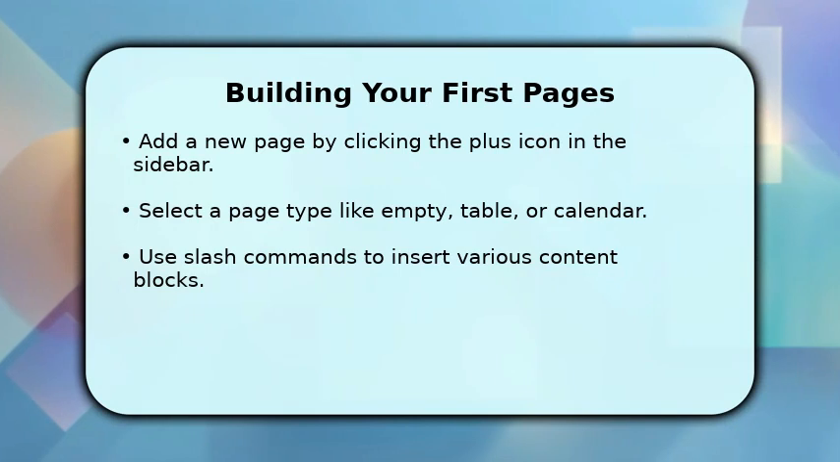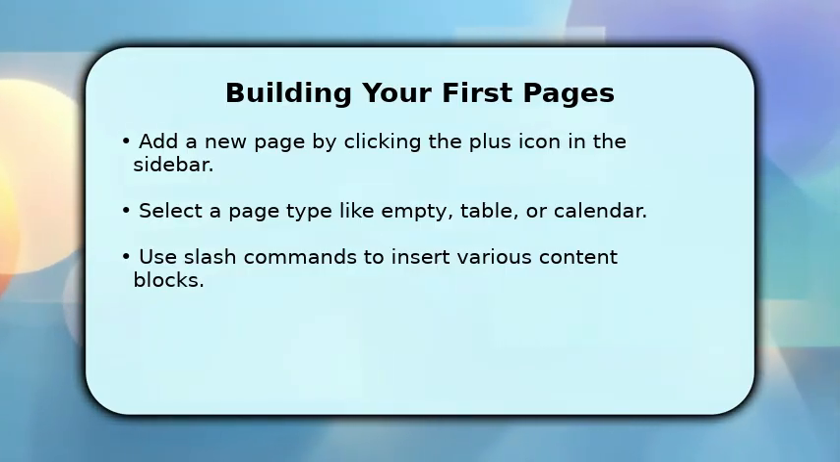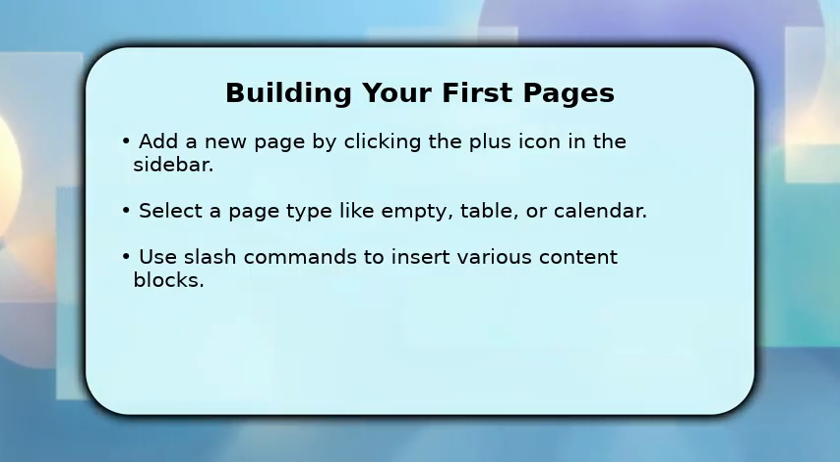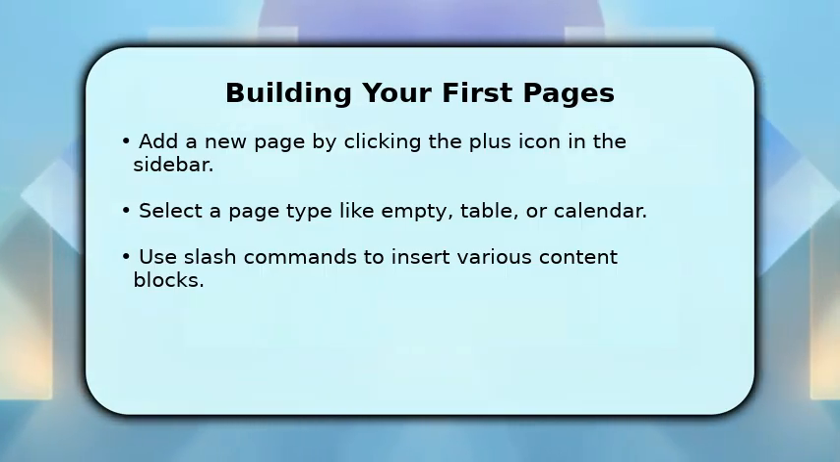Now let's create your first page. Click the plus icon in the sidebar to add a new one. You can start with an empty page or choose a template like a table or calendar. To add content, simply type a / to access a menu of blocks. This allows you to insert text, headings, to-do lists, images, and much more, building your page block by block.